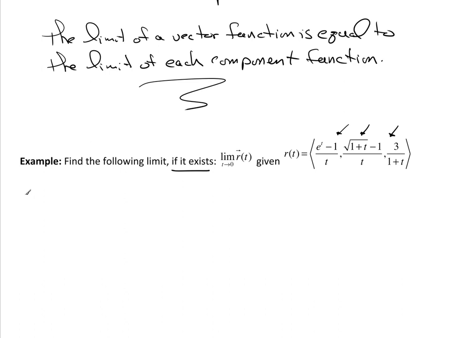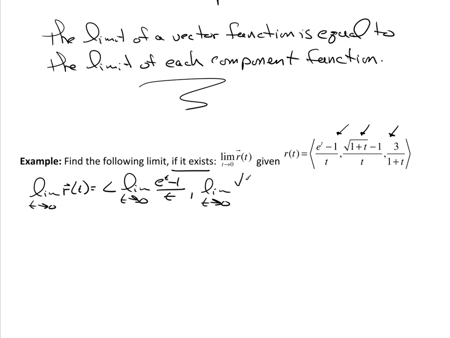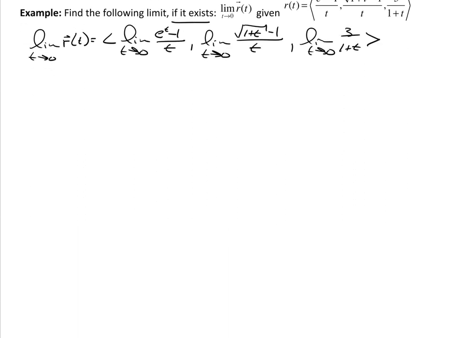But I'm going to start off by saying, just for completeness, the limit as t approaches 0 of the vector function r of t is equal to the limit as t approaches 0 of (e to the t minus 1) over t, the limit as t approaches 0 of (the square root of 1 plus t, minus 1) over t, and the limit as t approaches 0 of 3 over 1 plus t. So now, take a look at these one by one.